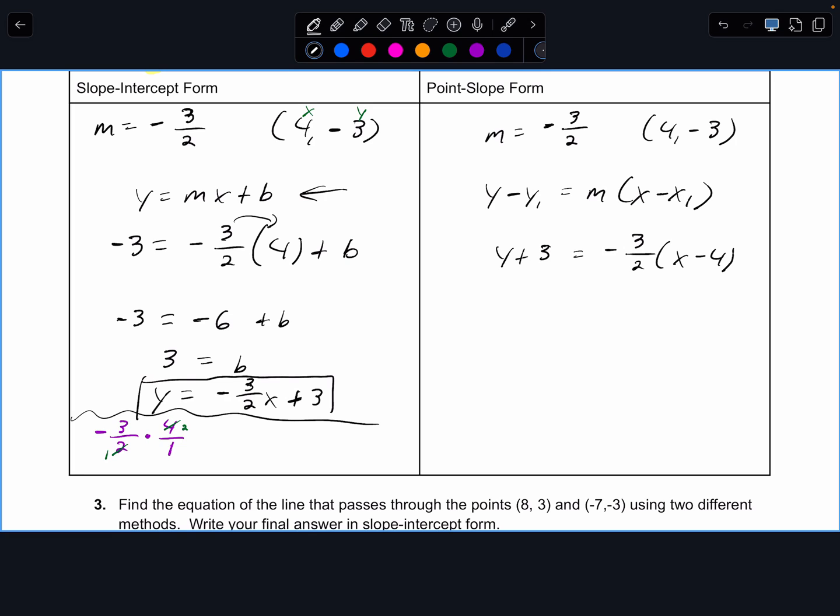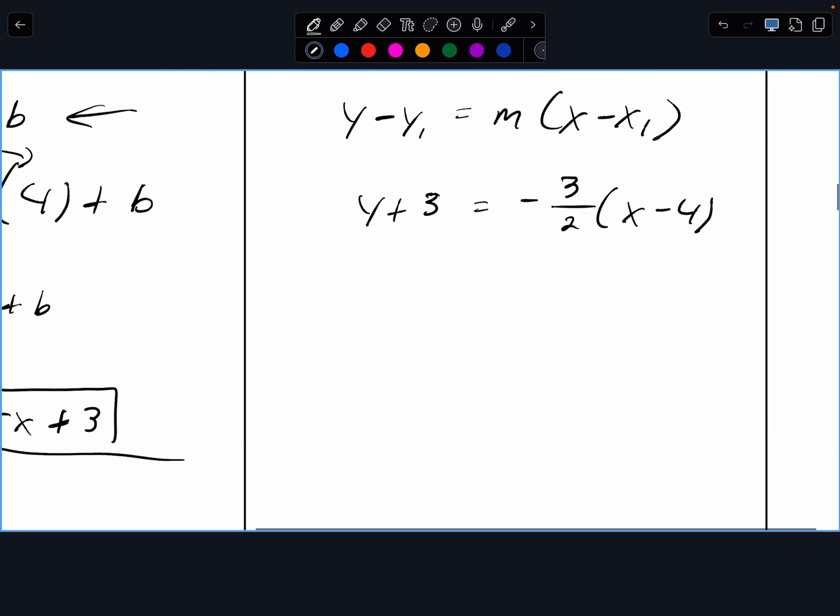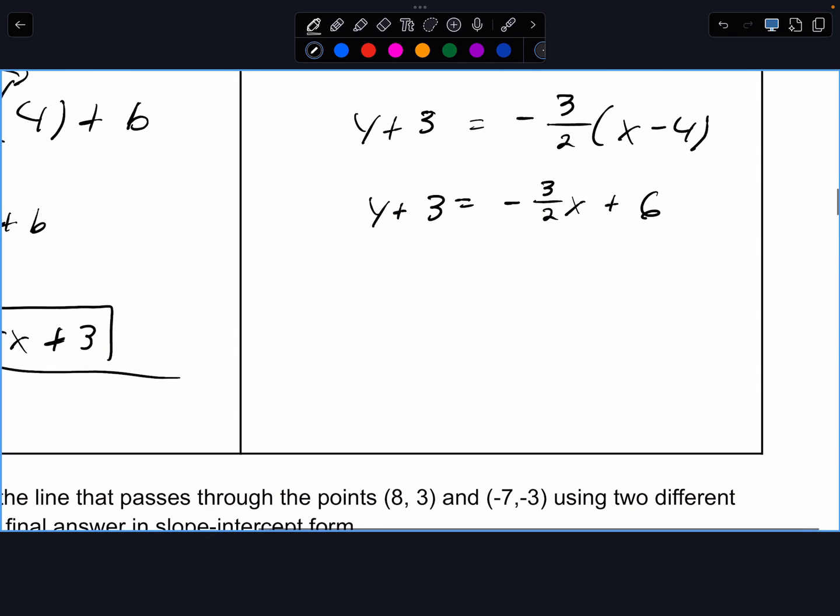Okay, just like we did before, we're going to distribute. A little bit trickier with the fraction. So negative 3/2 x. And I heard Reese say plus 6. We already multiplied the 3/2 and the 4 before, so we know it's 6. Now, do you see why she wrote plus? Because it's a negative out here in front of the slope times this negative in there, which is going to give us a positive. Okay, how do we get y by itself? Minus 3. So y equals negative 3/2 x plus 3.